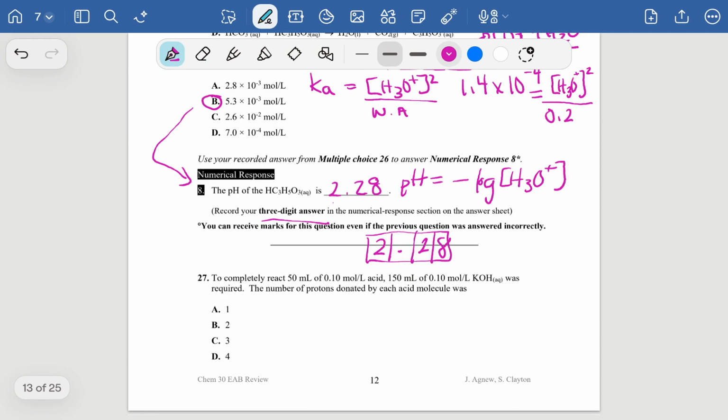Okay, looking at question number 27, now we're doing the reaction, and it's asking about the number of protons donated. With this question, why it does get a little bit confusing, it's not giving us what the acid is, but we are given enough information to set up a ratio. So for every 50 milliliters of the acid, we need 150 milliliters of the base to react. So that would be a 1:3 ratio. So the number of protons donated would have to be 3 to completely react with our base. So that's definitely a bit of a tricky question, because it's relying on the ratios, and it's a little bit more Chem 20, which you don't see that often.